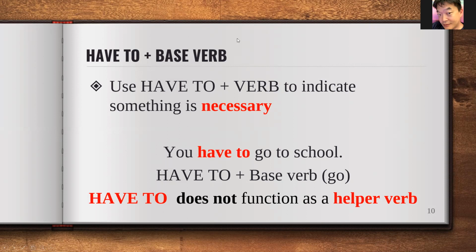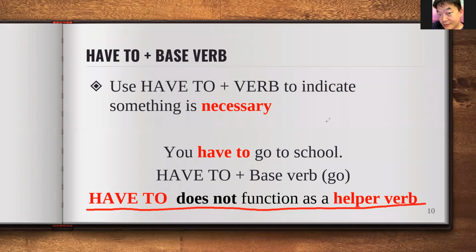So when you have to make a negative statement or an interrogative statement, you have to use a helper verb. In this case, do, does. Okay? This is very important for you to remember. So again, don't treat have to like you treat should. No, no, no, no. Have to does not function as a helper verb.